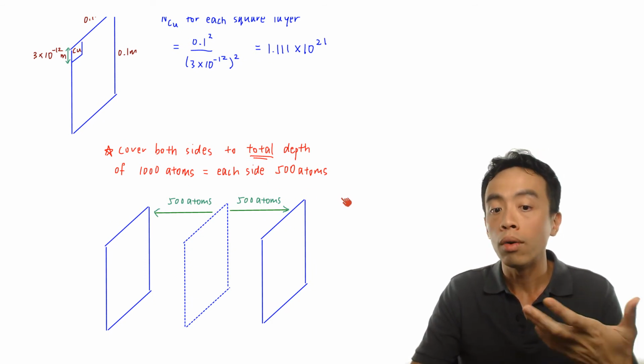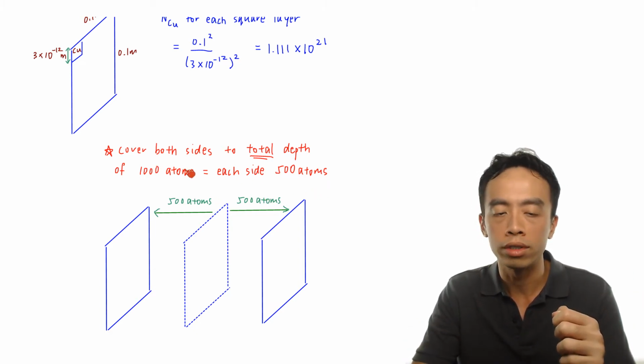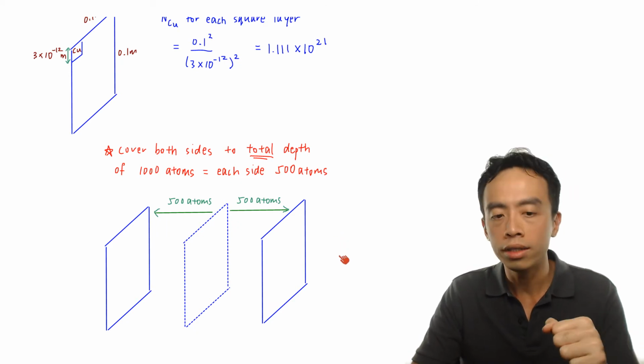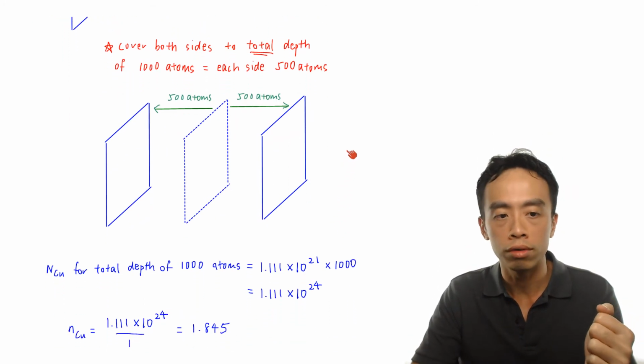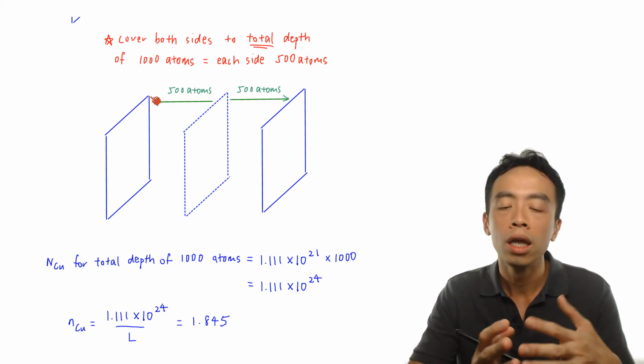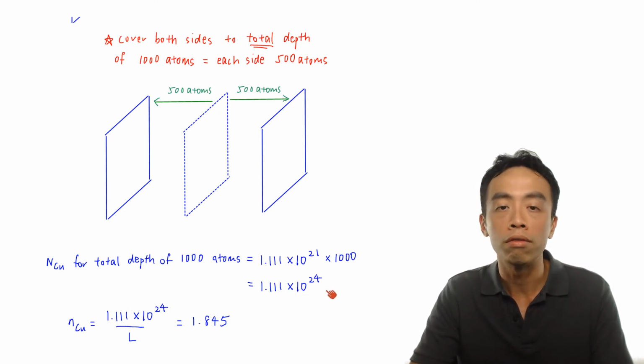So how I interpret this would be 500 on both sides, total depth of 1000 atoms. So once we take this to be the case, then we can move on with our calculation, right? Because the number of copper atoms for a total depth of 1000 atoms will just be the area for one sheet multiplied by the depth, which is 1000. Because this side 500, this side 500, in total it is still 1000. So this would be 1.111 times 10 to the power of 24.